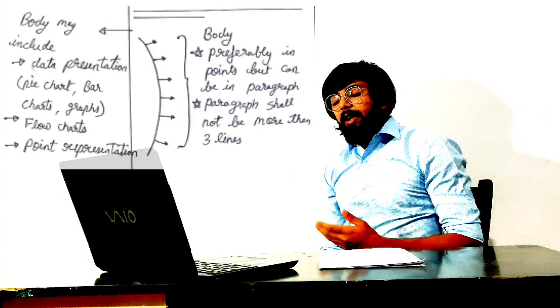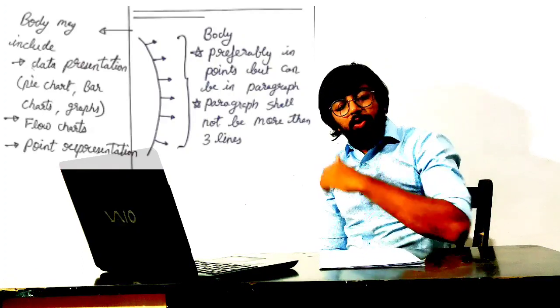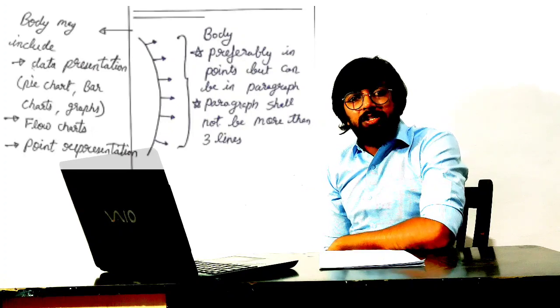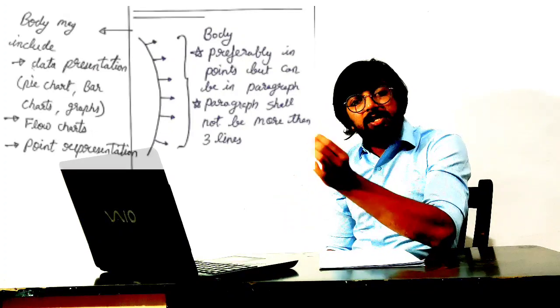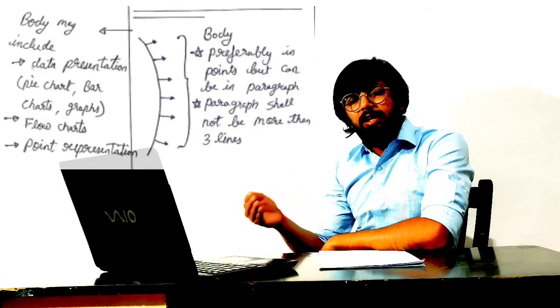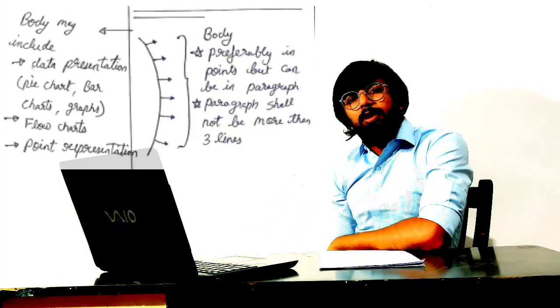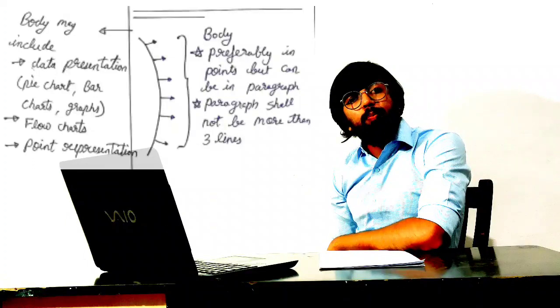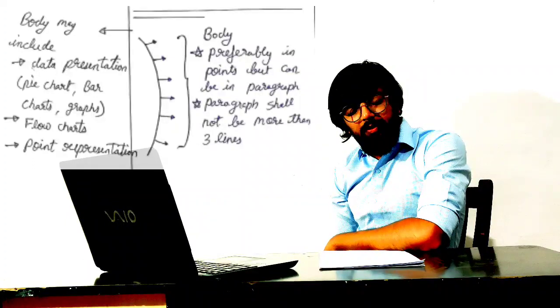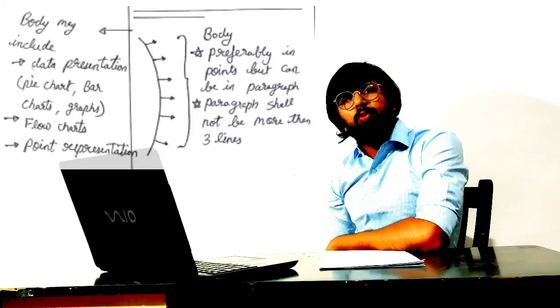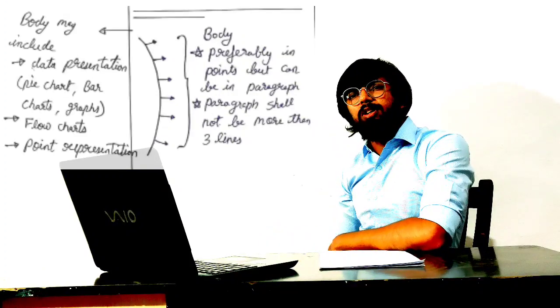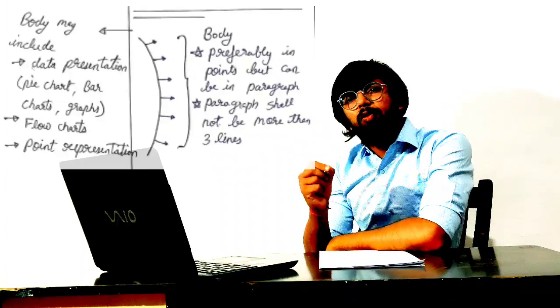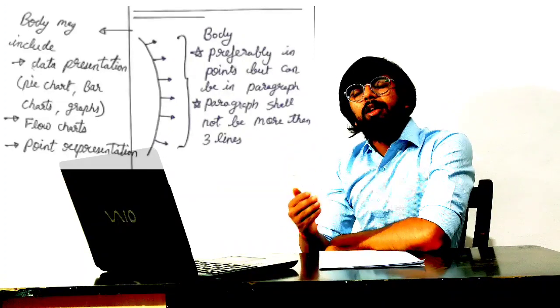In the body, what more we can include to make it more attractive is data representation skills such as pie charts, bar charts, graphs, etc., that we will discuss in detail in the next part. The third thing we can do to make the 6-marker attractive in the body part is to use flow charts. The next thing is points representation. What is points representation? Rather than always writing 1, 2, 3, you can make use of several geometric boxes or any such presentation skills to make your points attractive.